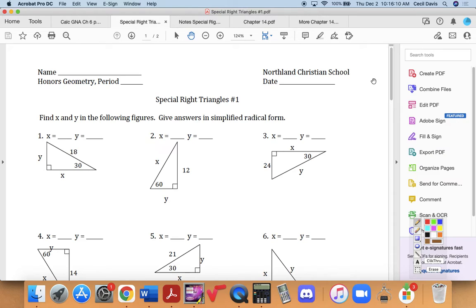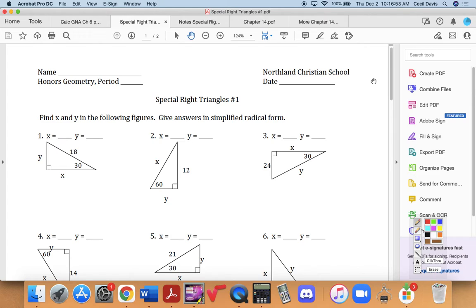So, for number 1, x is 9 square roots of 3 and y is 9. For number 2, x is 8 square roots of 3 and y is 4 square roots of 3. Number 3, pardon me, x is 24 square roots of 3 and y is 48. Number 4, x is 28 square roots of 3 over 3 and y is 14 square roots of 3 over 3. Number 5, x is 21 square roots of 3 over 2, and y is 21 over 2, or 10.5. I'd be happy with either of those. Number 6 is 16 square roots of 3 for x, and 32 for y.